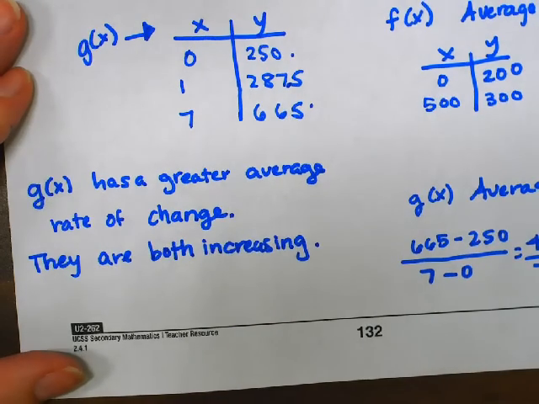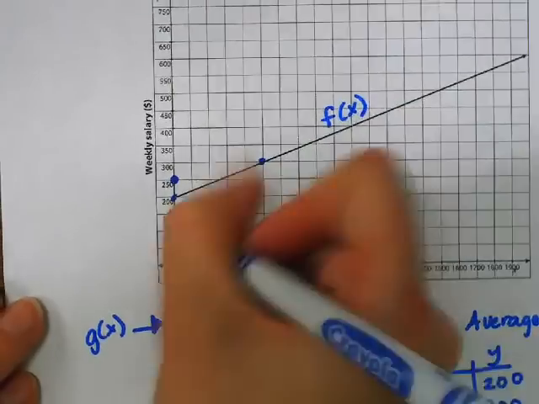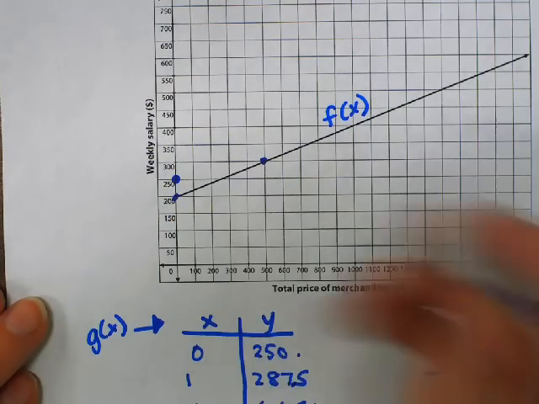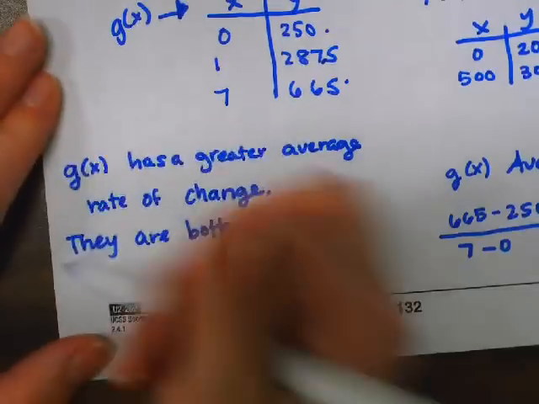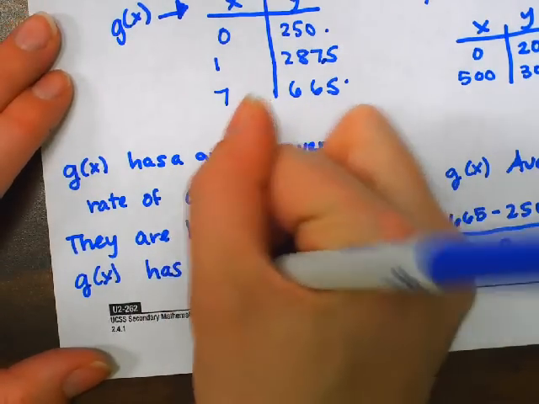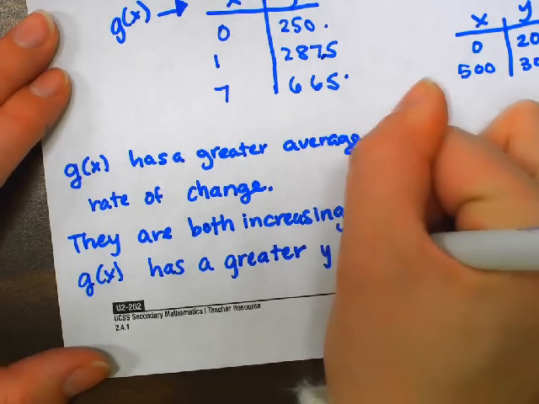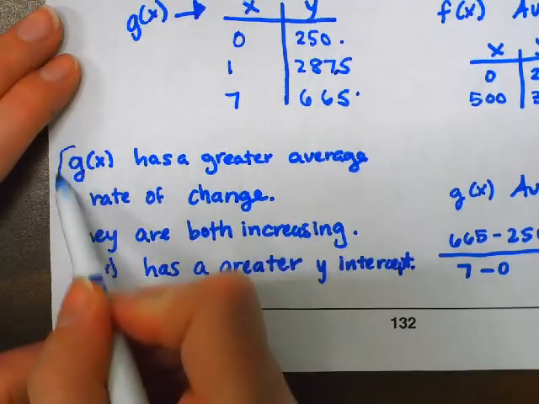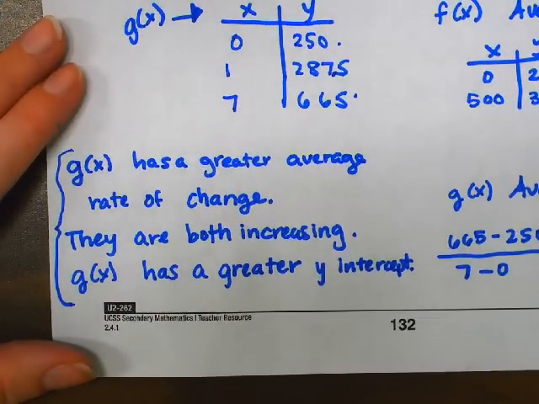And then the last thing I want to say is the y-intercepts. That's the only point that I plotted, 0, 250, and the other one's 0, 200. So they're pretty close to each other, but I would say not f of x, but the one from the table, g of x, has the bigger y-intercept. g of x has a greater y-intercept. And right here, I've officially answered the question. I have my comparison, and then all around it, I have my math.